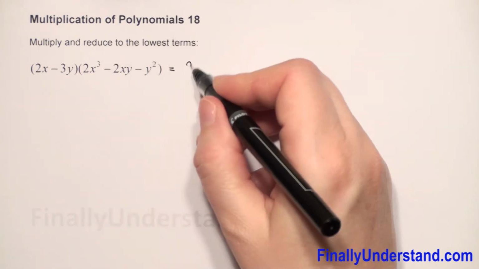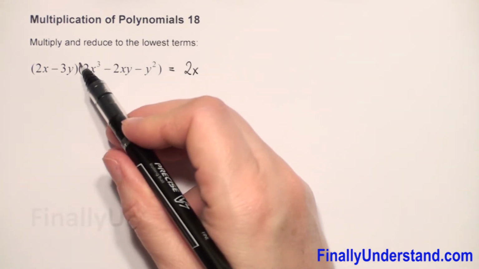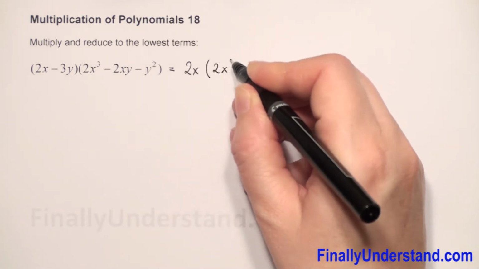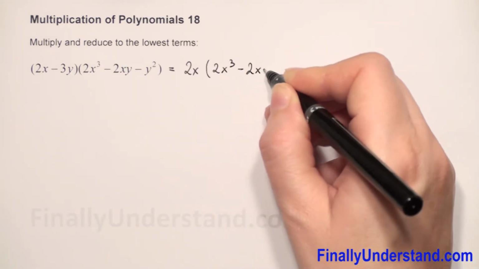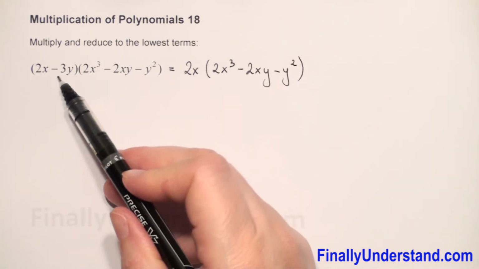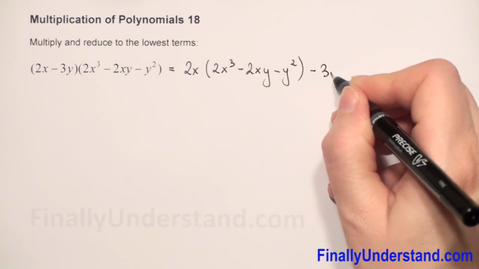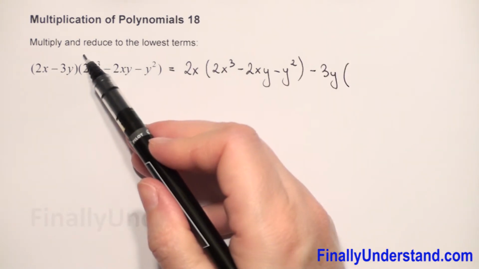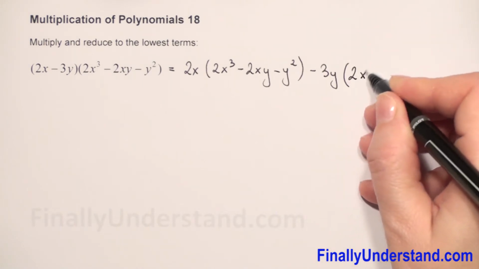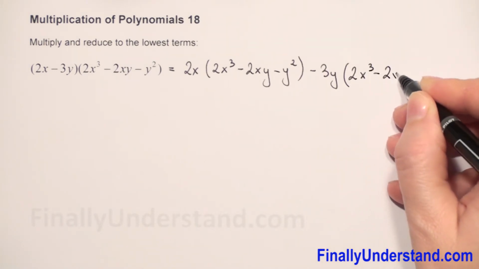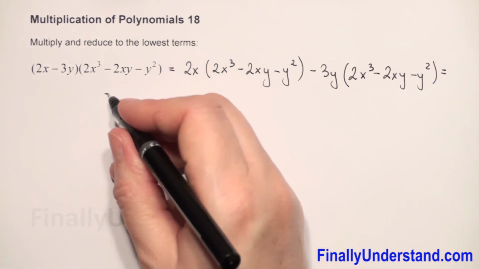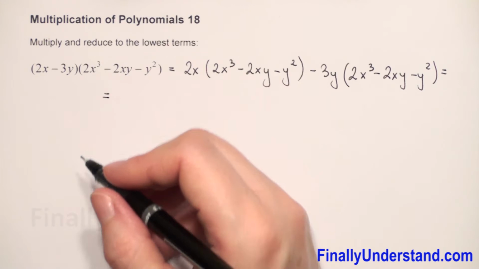So first we have 2x, and we have to multiply 2x by the whole expression in the second parenthesis, so 2x cubed minus 2xy minus y squared. Next we have negative 3y, and we have to multiply negative 3y by the whole expression in the second parenthesis, so 2x cubed minus 2xy minus y squared. So this is equal. Now we have to use the distributive law of multiplication.